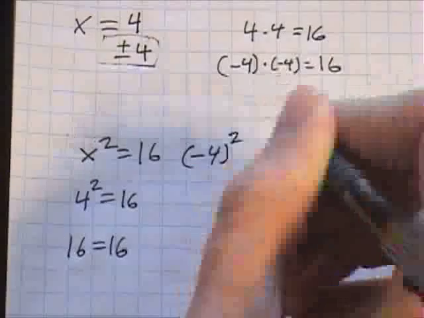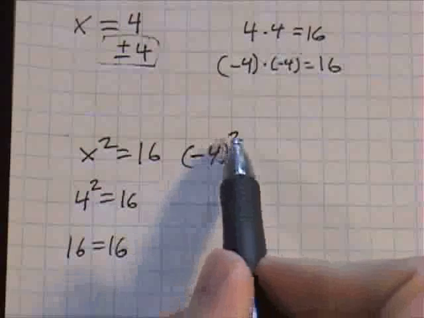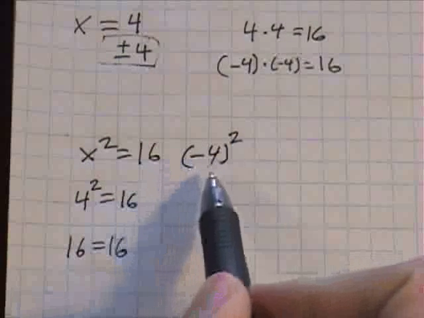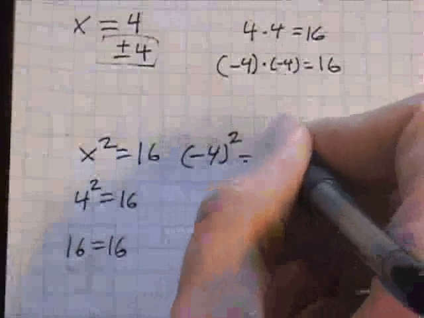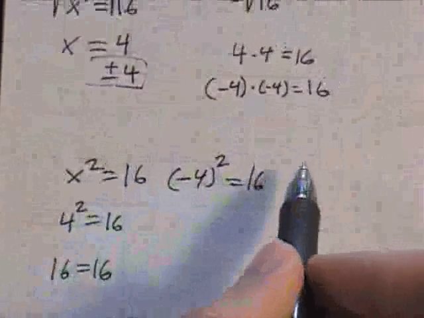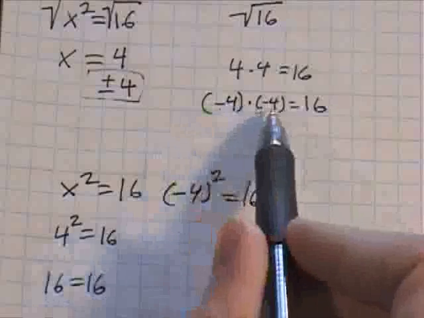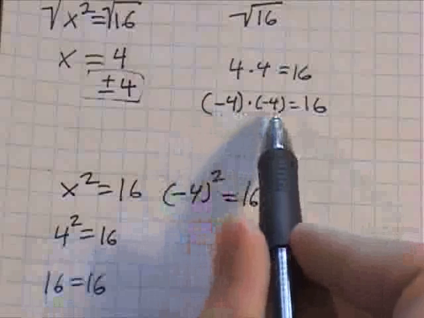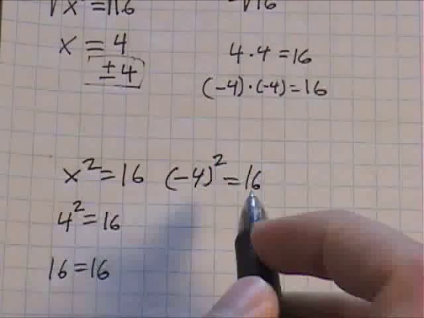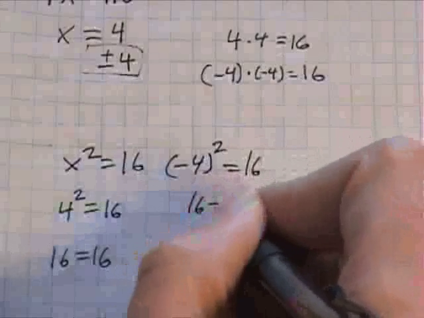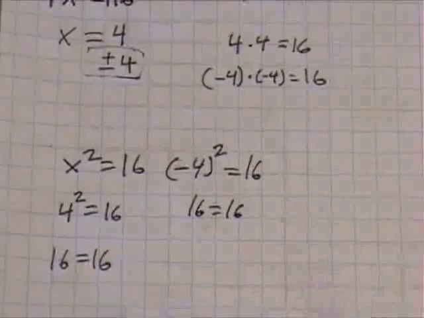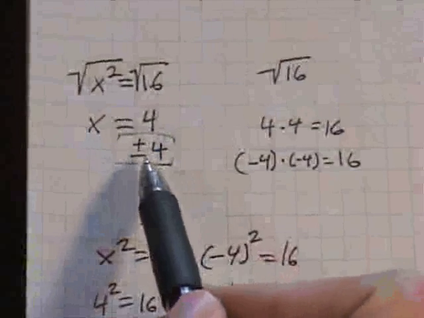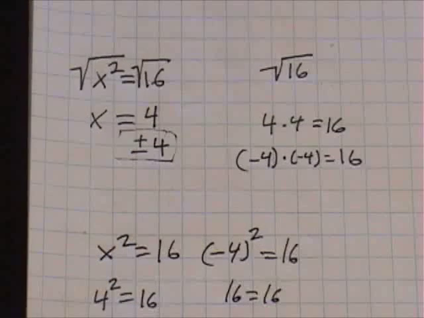Remember, put it in parentheses, so this exponent applies to the negative sign as well. This equals 16. And if you look back up here, we already know that negative 4 multiplied by negative 4 is positive 16. So this is going to check out as well. So remember, you need to write plus or minus.